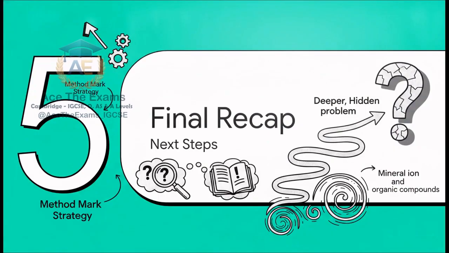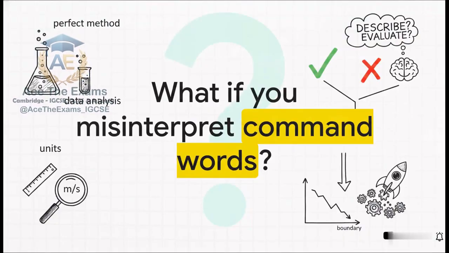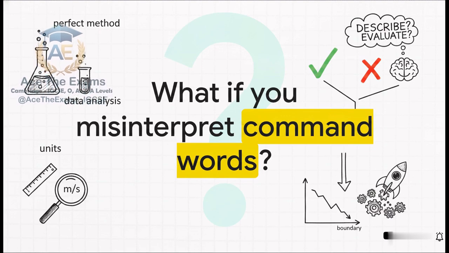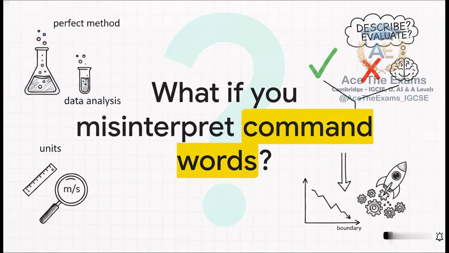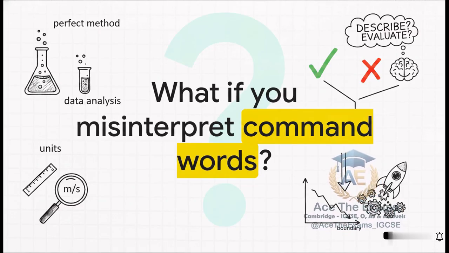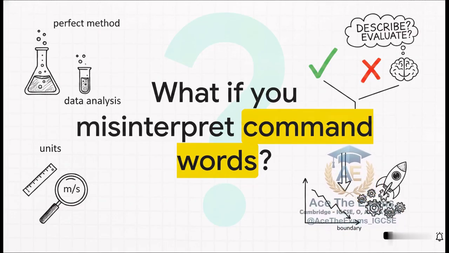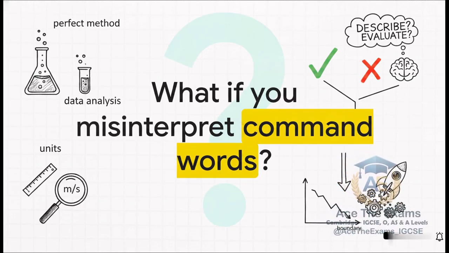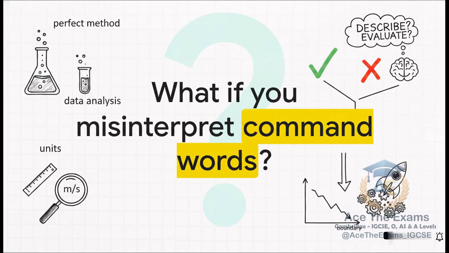Section 5. Final recap and next steps. The diagnostic cliffhanger. So we've covered the method mark strategy, the required statistical tools, and the top examiner warnings for Topic 7.2. You now have the full procedural framework to tackle complex mineral ion and organic compound transport questions. But there's actually a deeper hidden problem here. You can have the perfect method, the perfect data analysis, and flawlessly cite your units. But what happens when you write an absolutely incredible describe answer for a question that actually commanded you to evaluate? Well, you crash straight out of the top mark band.